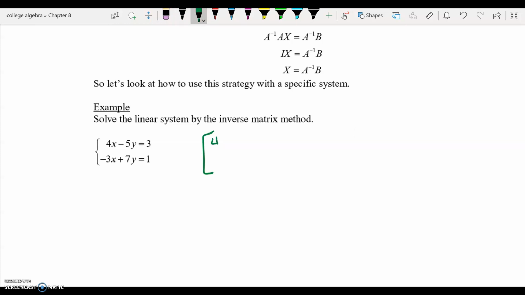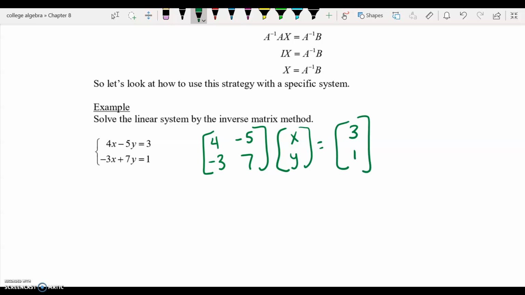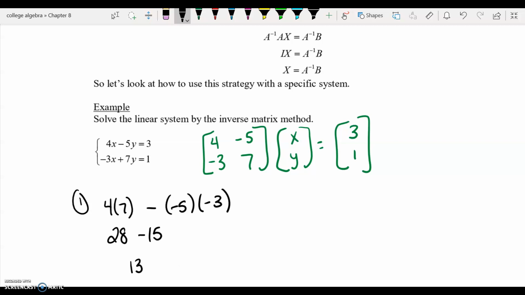So I'd write my matrix. This one's already in order for you. Times my xy equals 3, 1. Now, step 1 would be find the inverse. So I'm going to take 4 times 7 minus -5 times -3. I'm going to find the inverse of this 2 by 2. So 28 minus 15 would be 13.